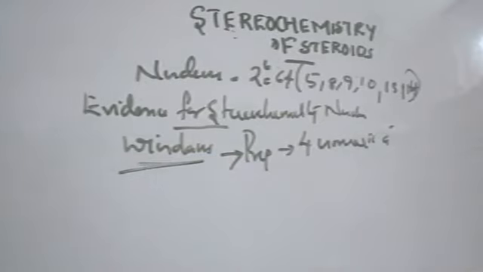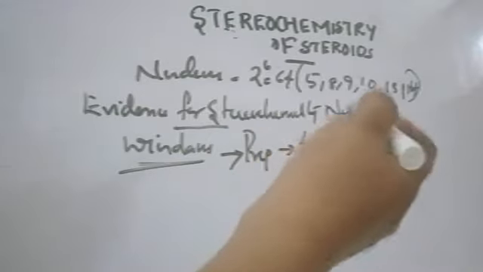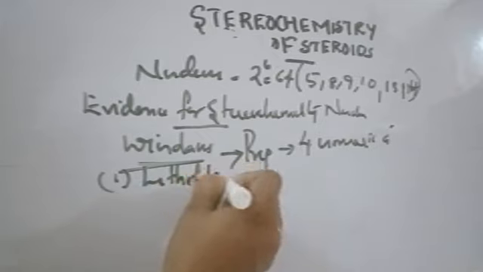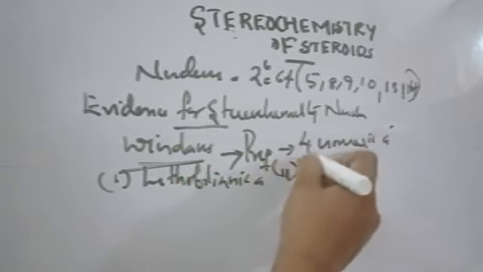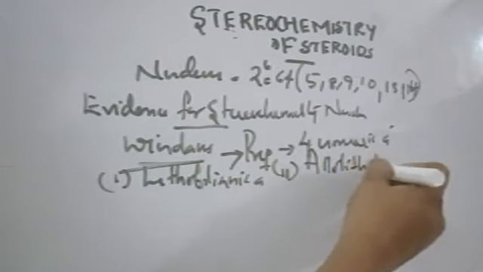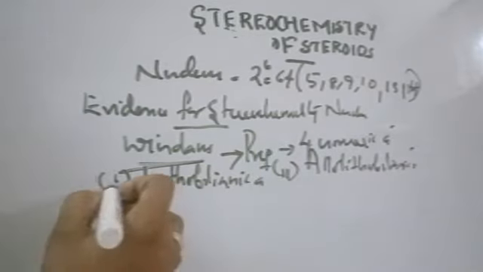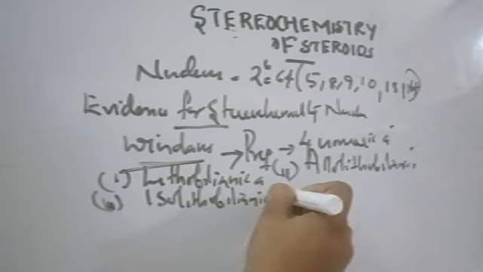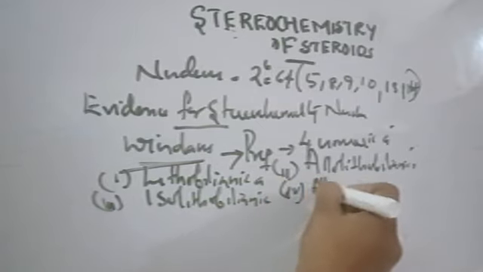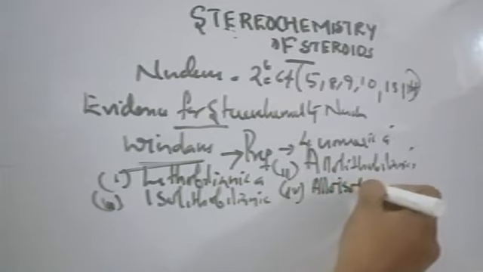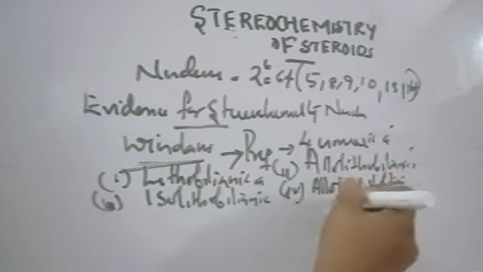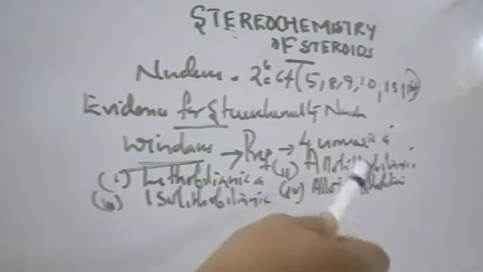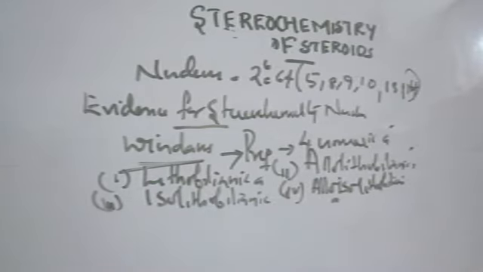Windaus, a scientist, proposed the synthesis of 4 isomers, and he prepared them. The first is lithobilianic acid, second is allolithobilianic acid, third is isolithobilianic acid, and the fourth is alloisolithobilianic acid.